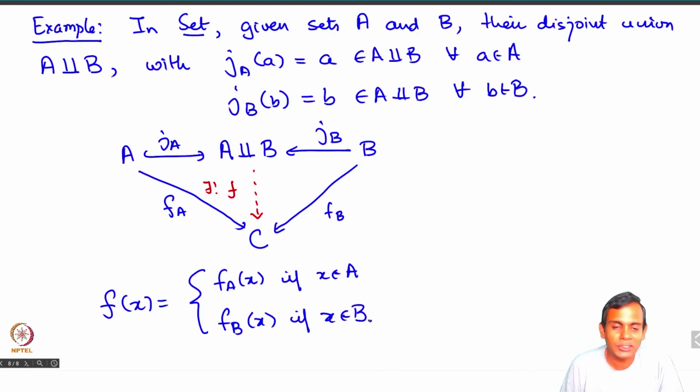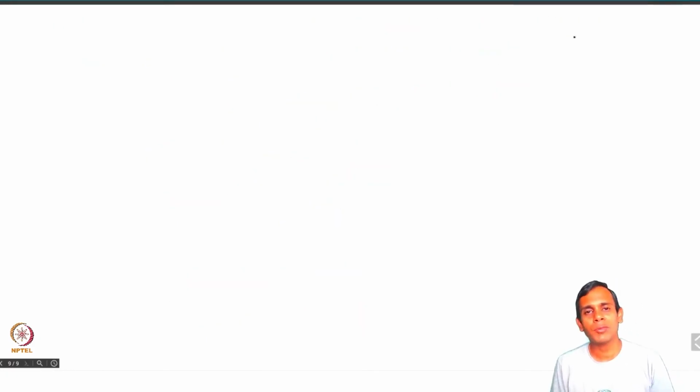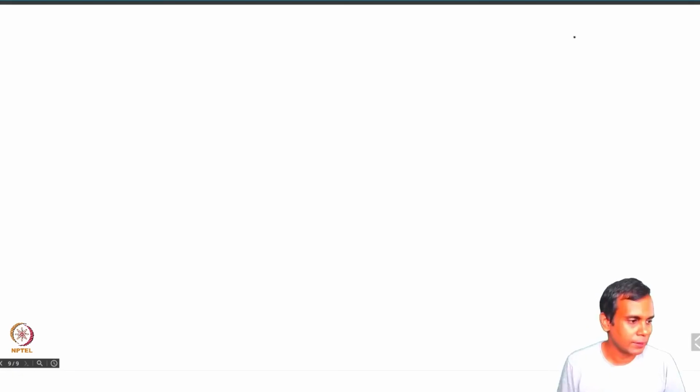And this is the only function that will do this trick for us. So in the category of sets, the coproduct is just the disjoint union of two sets. So we have seen the definition of products of two objects in a category and coproducts of two objects in a category, but we can generalize these definitions further to arbitrary families of objects.